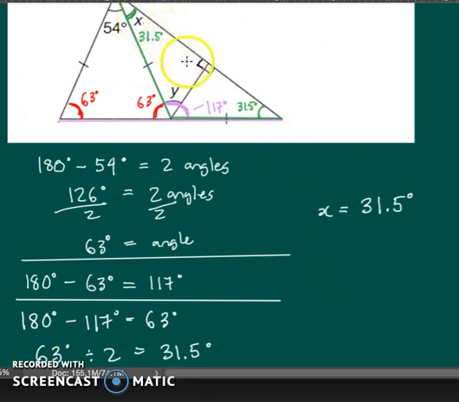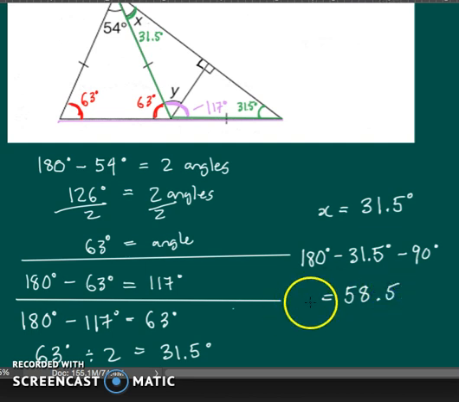Now I know the value of two angles inside this triangle. So I know that all the angles add up to 180 degrees. I've got one angle that is 31.5 degrees, and I have one angle that is 90 degrees. So the remaining angle, which is y, the one that we're looking for, is 58.5 degrees.